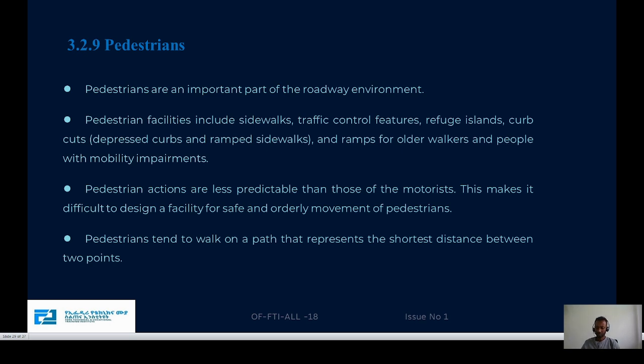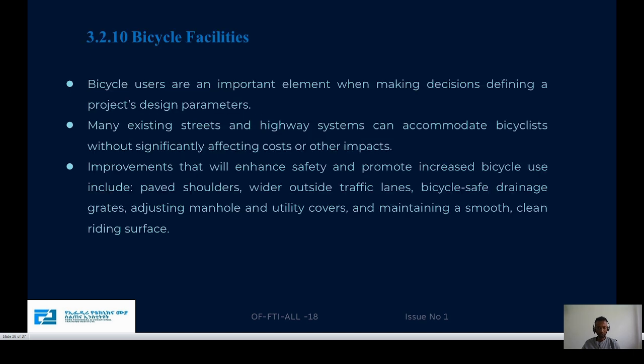Orderly movement of a pedestrian is very less predictable. Pedestrians tend to focus on the paths that represent the shorter distance between the two points. Also, the geometric design embraces the bicycle facilities. Bicycle users are an important element when making decisions defining a project's design parameters.